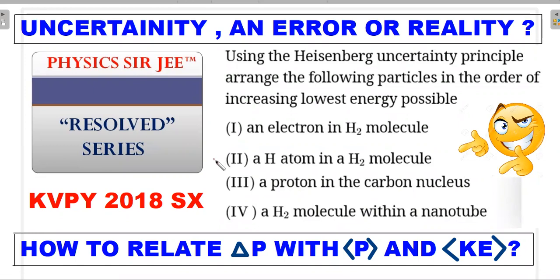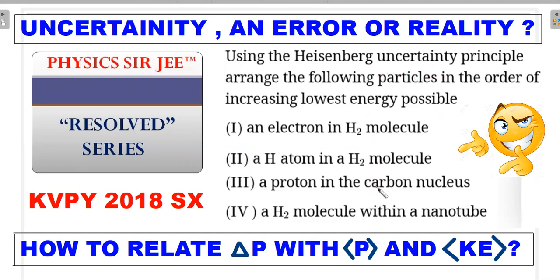Okay, so I have brought forward a question which is from KVPY 2018 SX, that is the second year or the 12th class paper. A very nice question on the Heisenberg uncertainty principle being used to calculate or estimate the order of the energy of each of these four situations that are on screen right now.